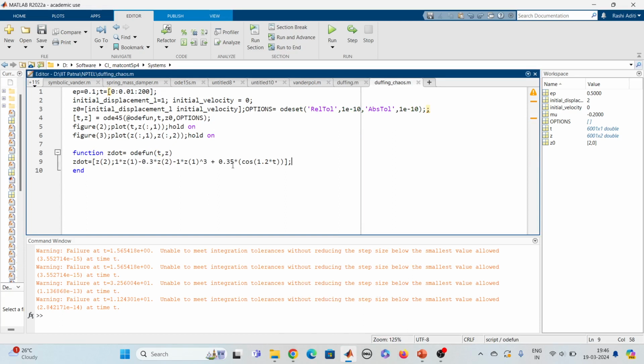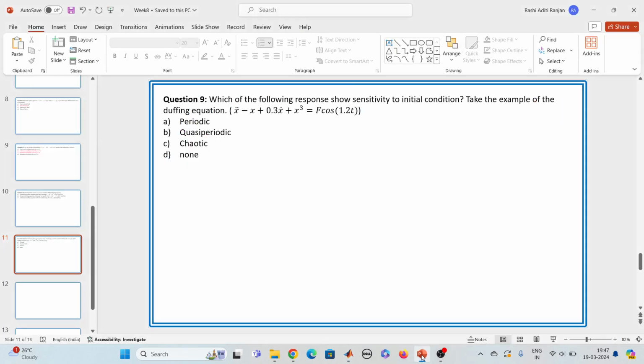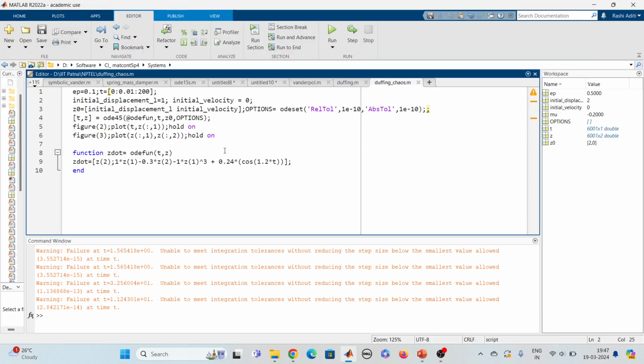Okay. So let me just take the parameter value first as 0.4, sorry, 0.24. I've taken the initial condition as 1 comma 0. And so this is my equation. You know that this is a Duffing equation and it is an ordinary differential equation of second order, and we are converting it into two first order differential equations and then we are simulating it, right? So I have written the code and now I'll just simulate it.